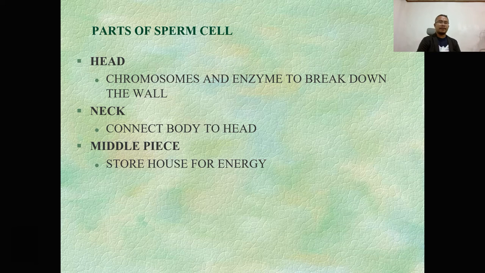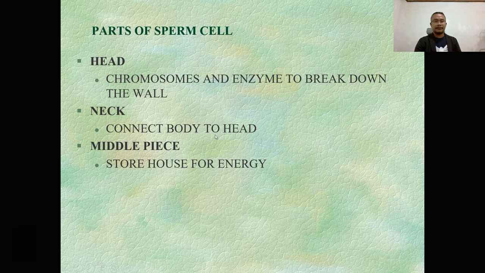Okay, we have the parts of the sperm cell. This is not in our module, that is why I have decided to place it in my presentation. The head contains the chromosomes and enzymes to break down the wall. It is only the sperm cells that can break the wall of the egg cells during fertilization, because they have an enzyme capable of breaking down the wall.